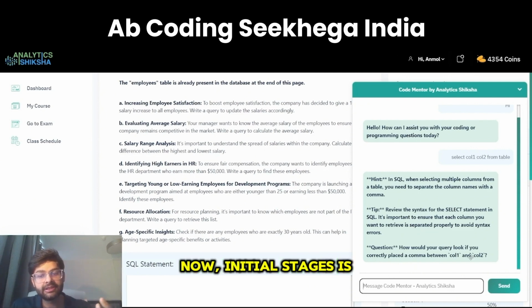Now, in initial stages, students get stuck in these small syntactical errors and they lose hope. They become demotivated. So the agenda for us in Analytics Shiksha is that every student should be positive, motivated in this journey. Even the experienced people, like for example, our website developer Ajay, he also was struggling. He had an error, yes.